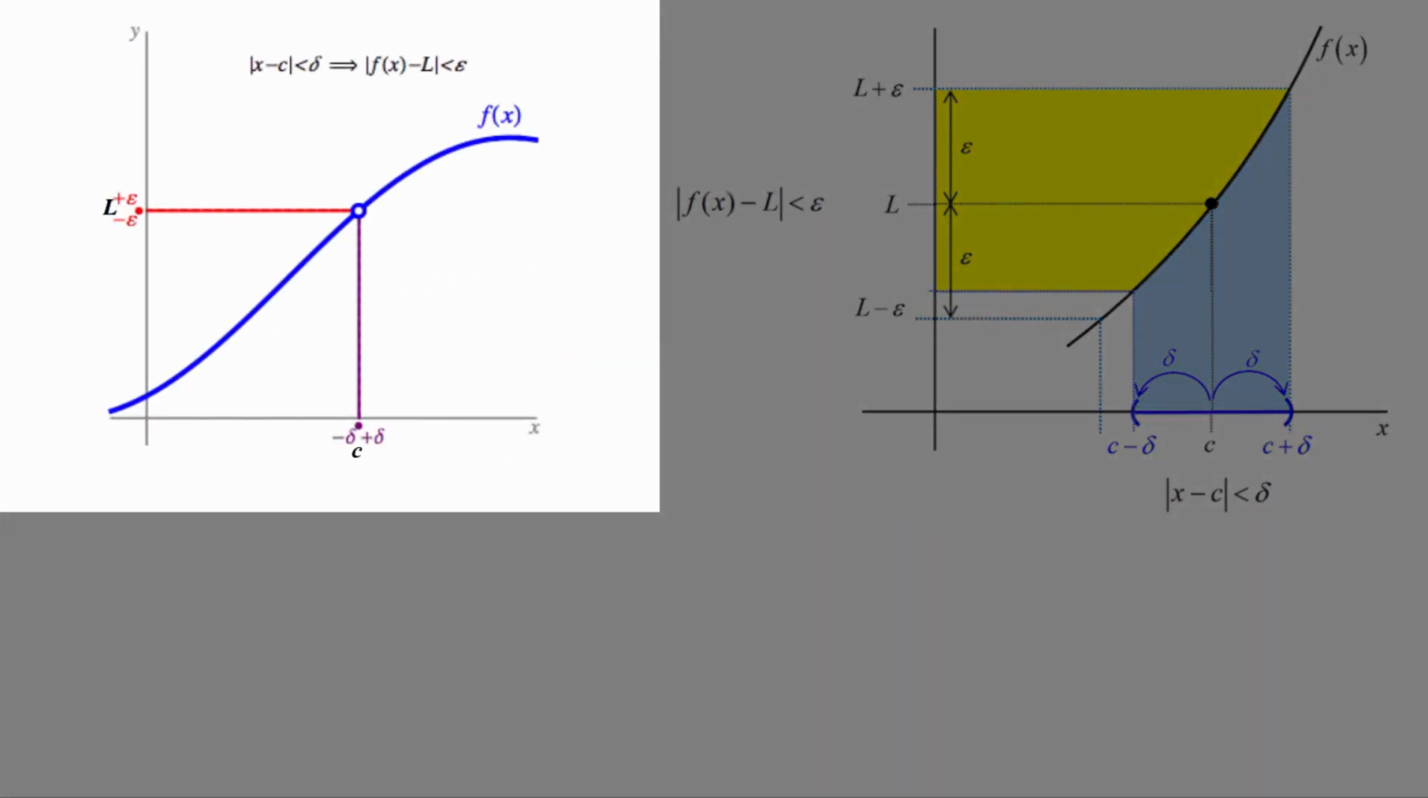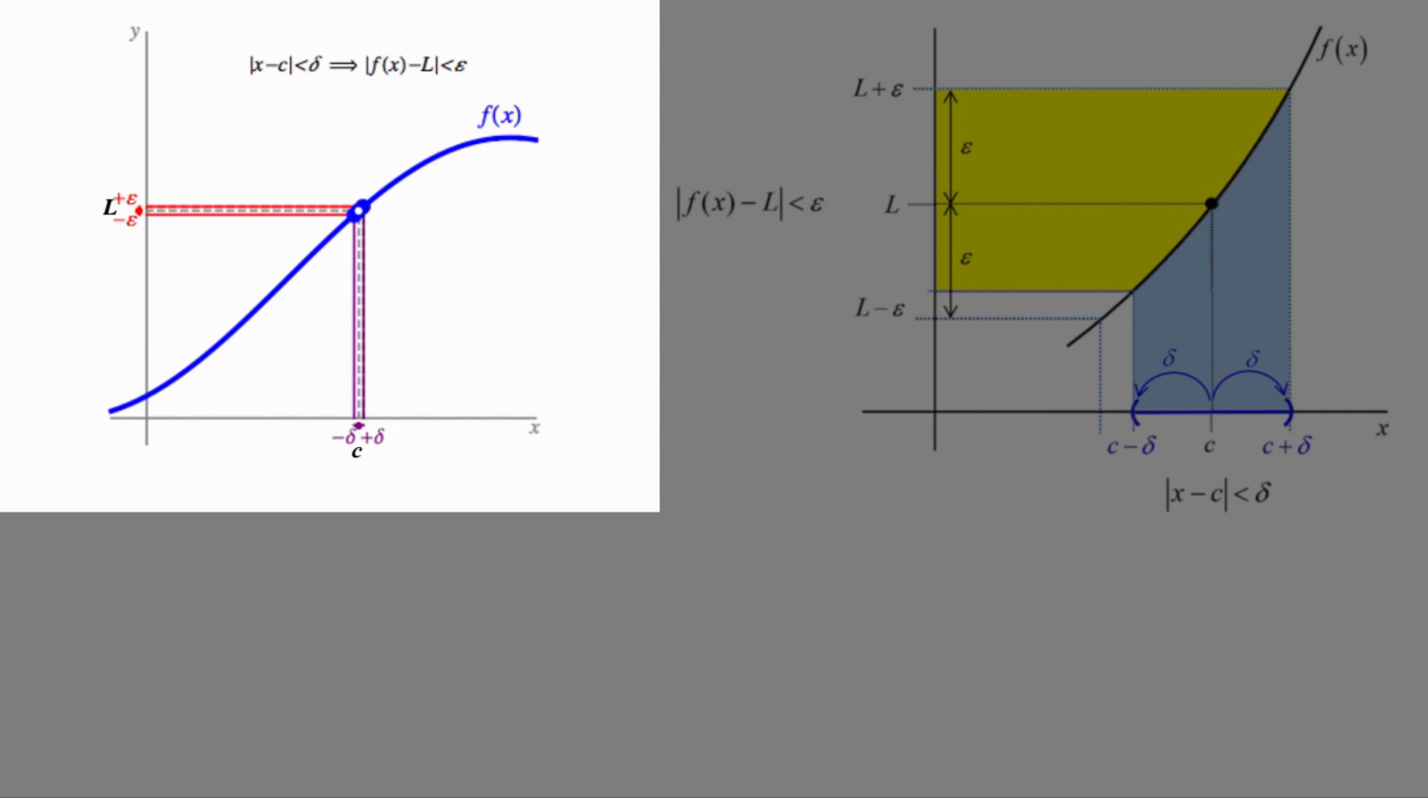Let's take a look at a little bit different function. Here's our graph of f of x. Remember that epsilon will control the distance between the y value of our function and the limit value L. So that's going to be on the vertical axis here. We have to find a delta to control the distance that our x value is allowed to be from C. So that will be on the horizontal axis here.